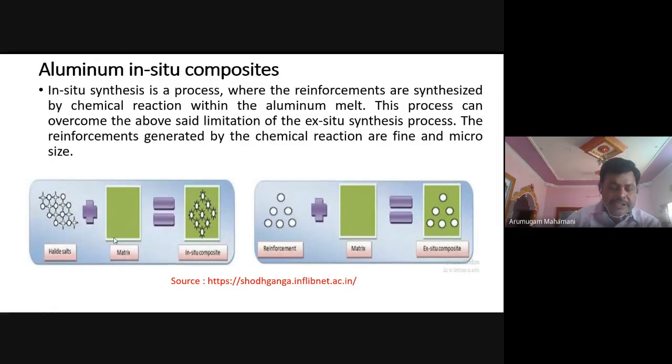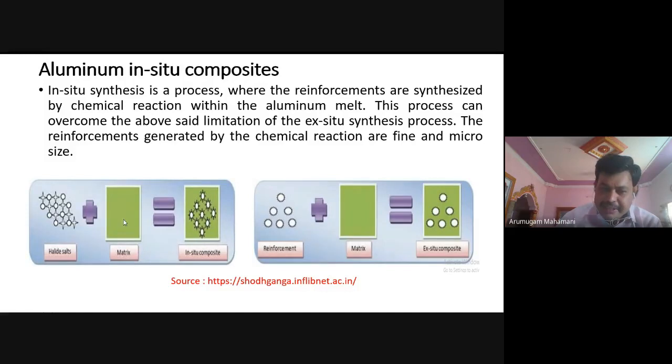So here what to do is, you melt the aluminum material up to 850 degrees centigrade. Why 850 degrees? I'll inform later. Then halide salts: K2TiF6, K2ZrF6, KBF4. These are all the halide salts you can mix, right? After the matrix reaches 850 degrees, you add the preheated halide salt, put it into that. Then if you stir, here what happens is you will get the in situ composites.